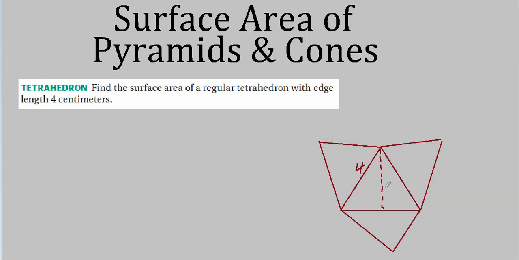This is our altitude. Well, we have an equilateral triangle. That's because it's a regular tetrahedron. We also know that for an equilateral triangle, the angles are all 60 degrees, which means half of that is 30 again. So we get 30 degrees here. This is the hypotenuse. That's 4.